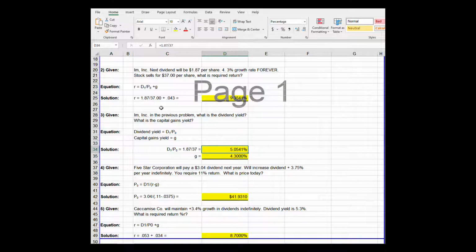I should be able to add both of them up and get the same answer as in problem number 2. So 5.0541 plus 4.3 is 9.3541. Checks out with problem number 2. There are your answers to problems 1, 2, and 3.